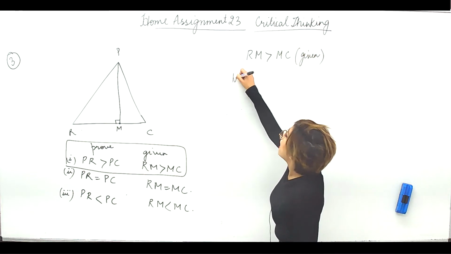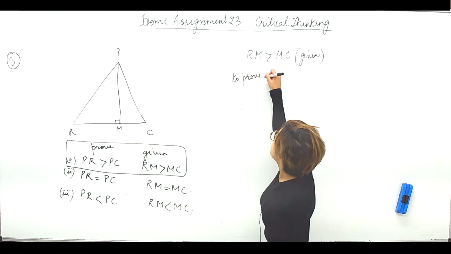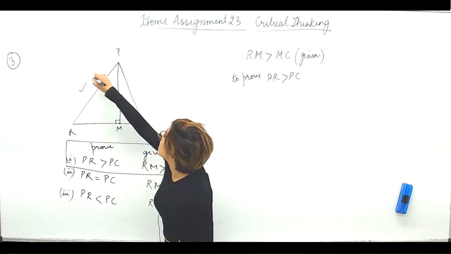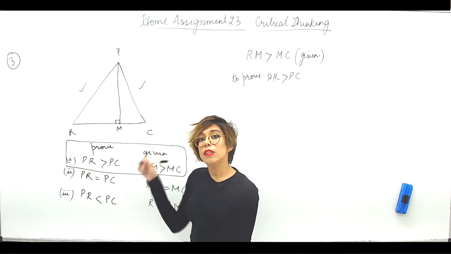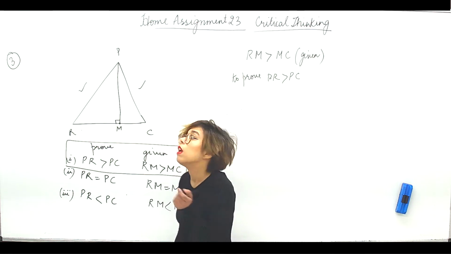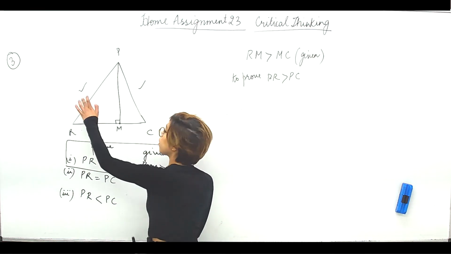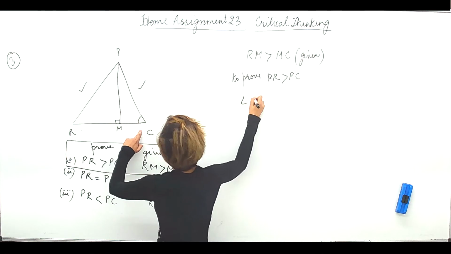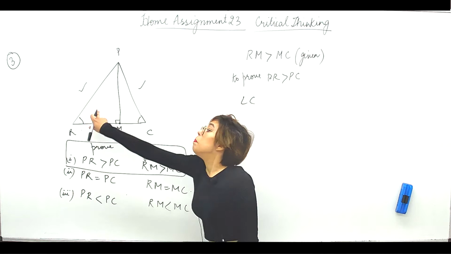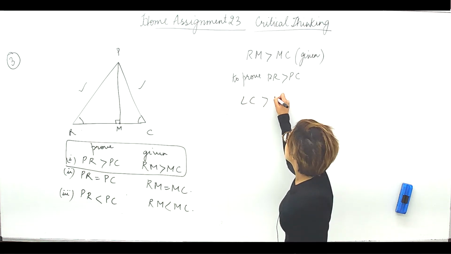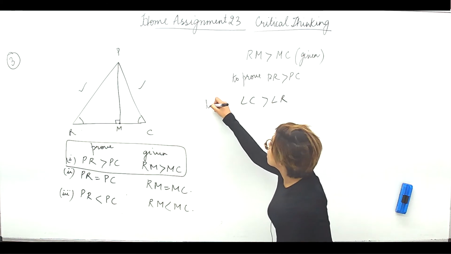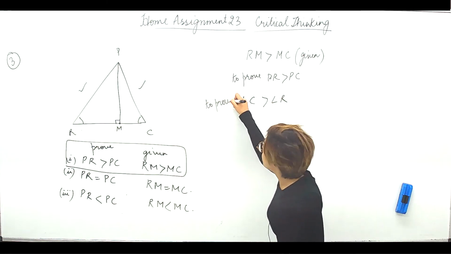Now let me just analyze the 2 proofs. PR is greater than PC. Right? This length is greater than this. Now, I know that the inequality of sides get involved with inequality of angles. Now, PR is greater than this, so PR's opposite, angle C, should be greater than PC's opposite, angle R. Angle C should be greater than angle R. So, if I am able to prove this, my job is done. So, I will be proving this.